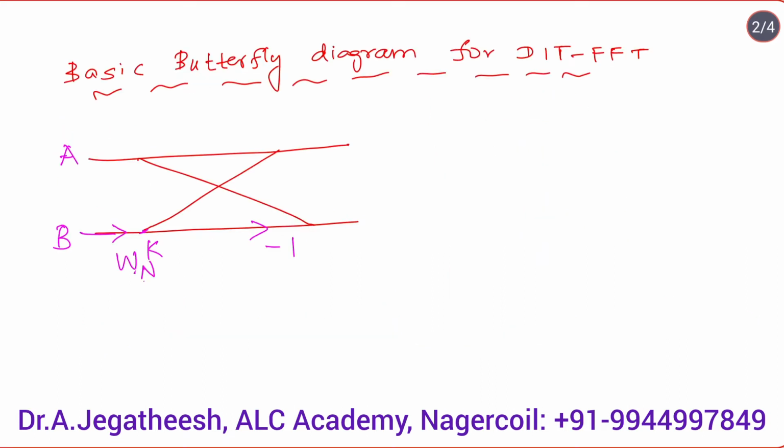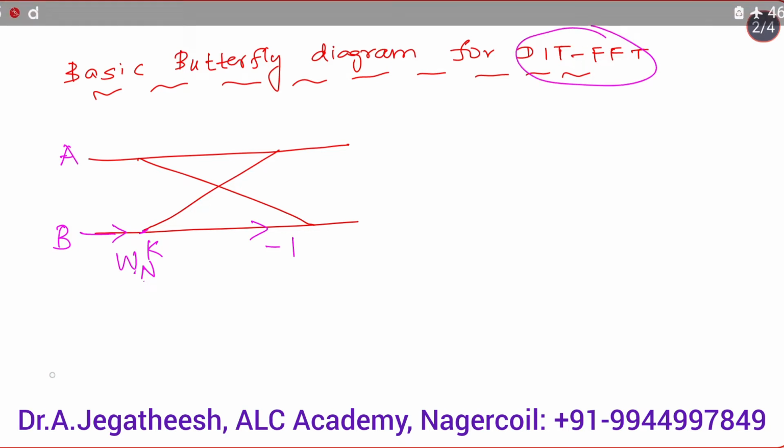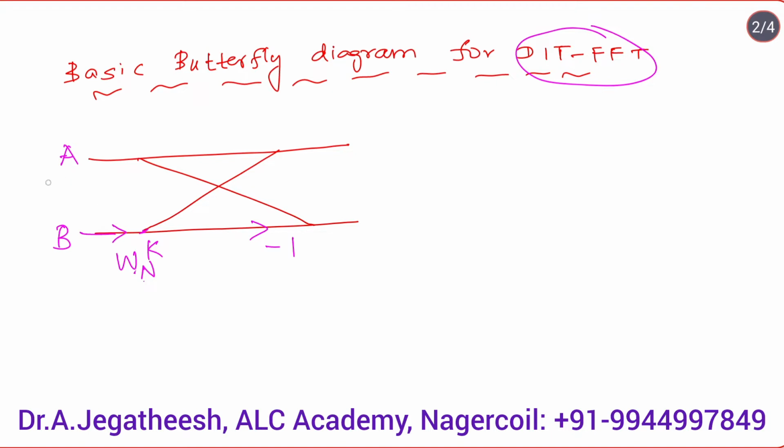This is the basic butterfly diagram for the DIT-FFT method. Here the inputs are A and B, and the twiddle factor is represented by Wn power k. Here we have minus 1. This is the basic butterfly diagram for the DIT method.